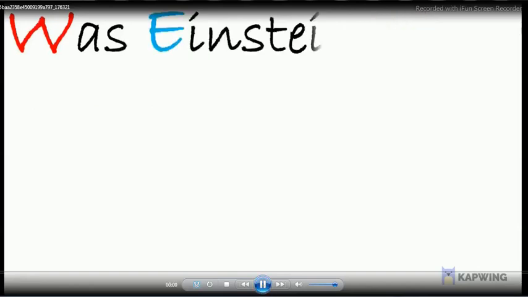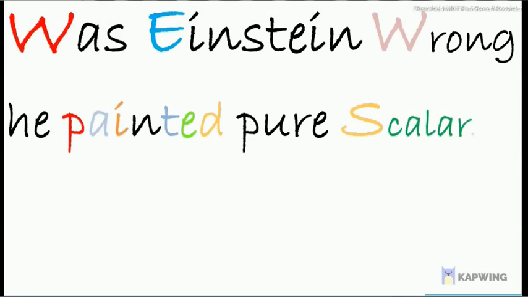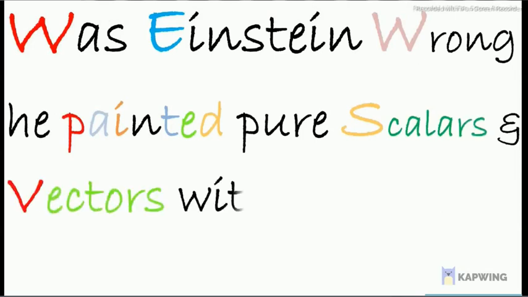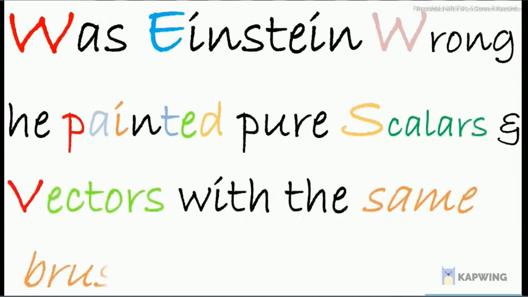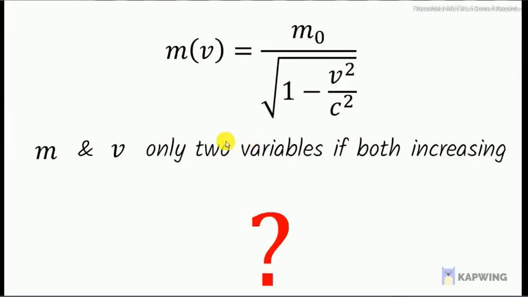Was Einstein wrong? He painted pure scalars and vectors with the same brush. Let's see how. Famous mass-velocity relation, m of v equals m0 upon under root 1 minus v square upon c square. Here m and v are the only two variables. If both are increasing, then what is to decrease?